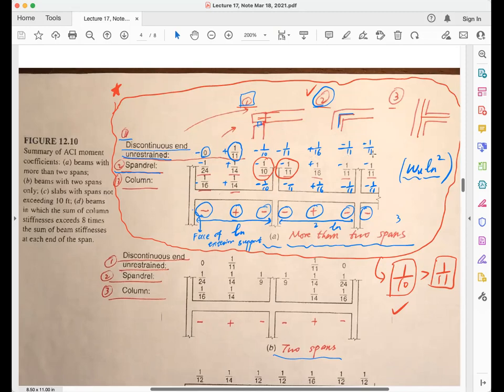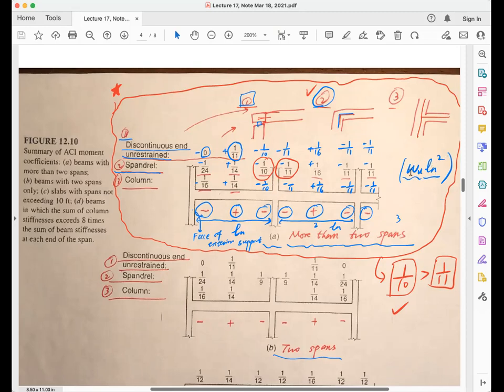of the numbers. What are these numbers? Minus 0, meaning 0, right? Because it's free to rotate, there's no moment, right? So I know that a moment at this cross section is 0. And then at the first span, middle span, I have a positive 1/11, and you say just a number, positive 1/11, what? Positive 1/11 multiplied by omega u ln squared, okay?